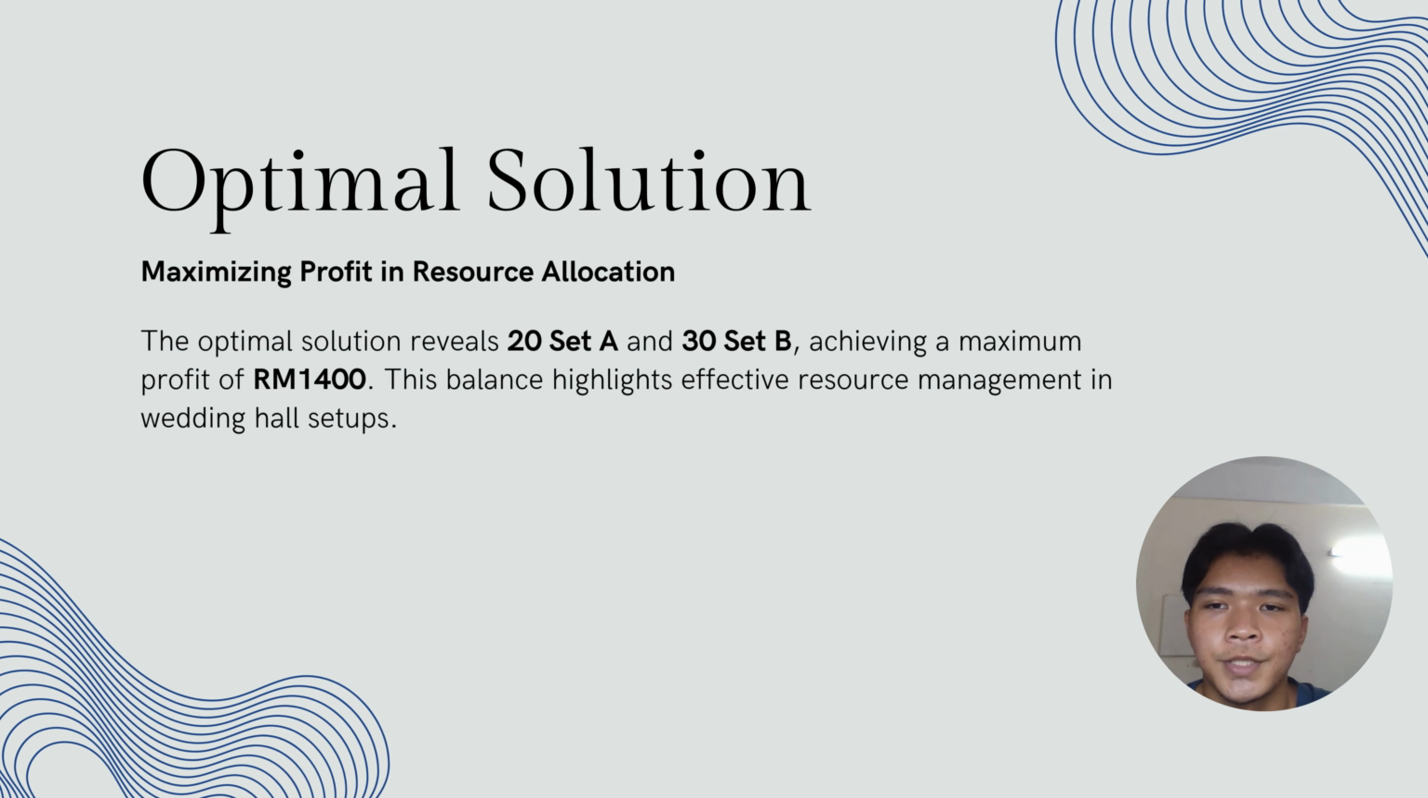The optimal solution found through linear programming is 20 sets of set A and 30 sets of set B. This combination gives the maximum profit of RM1,400. This result demonstrates how mathematical models, like linear programming, can help small business owners make better decisions. It shows that event planning is not only about decoration or creativity, but also about efficient and profitable management.